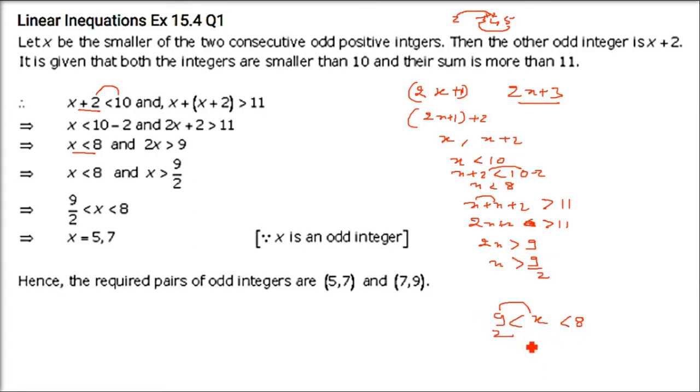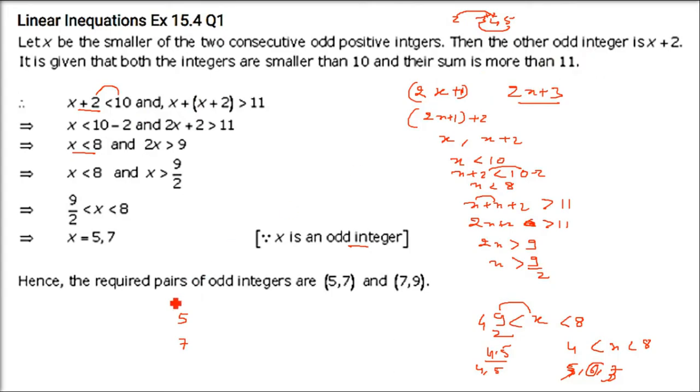Now what do we do? It is 4.5, so we are not going to take 5, because it can be 4.6, it can be 4.4. So let us take it as 4. What is between 4 and 8? 5, 6, 7. Now we want an odd integer. Only 5 and 7 we can take. We cannot take 6, right?